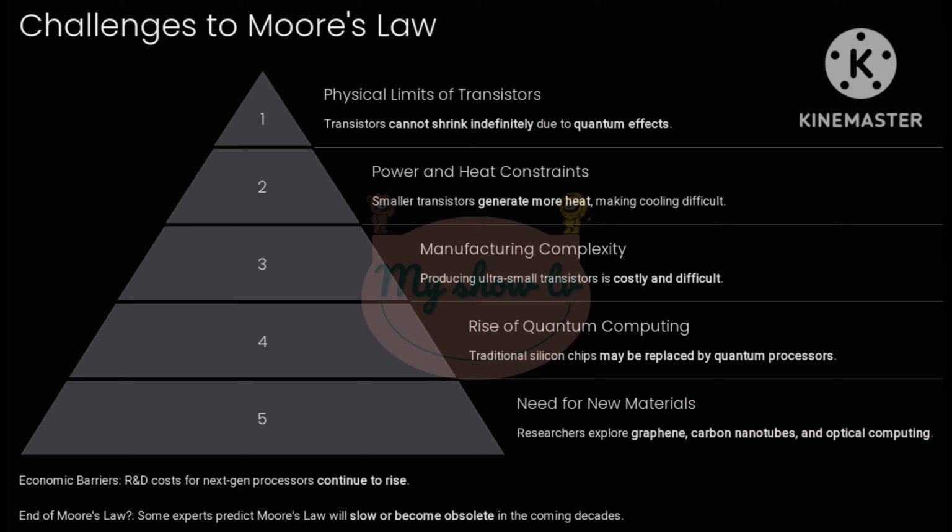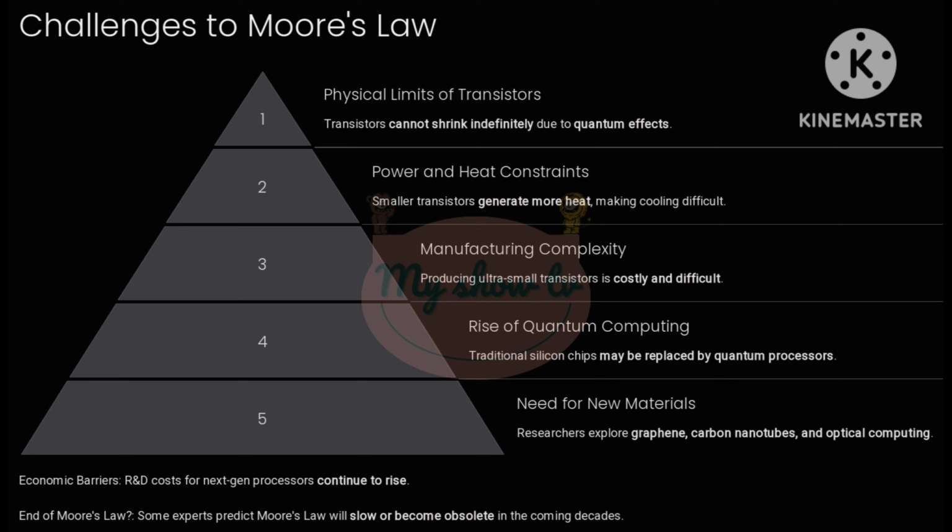6. Economic barriers. R&D costs for new semiconductor technology are skyrocketing. This may limit smaller companies from entering the high-performance computing market. 7. End of Moore's law. Some experts believe that Moore's law will slow down and eventually become obsolete within the next decade. The focus is shifting toward performance per watt efficiency rather than pure transistor density. Example: IBM's 2 nanometer chip technology claims to extend Moore's law with new fabrication methods, offering higher efficiency in performance.